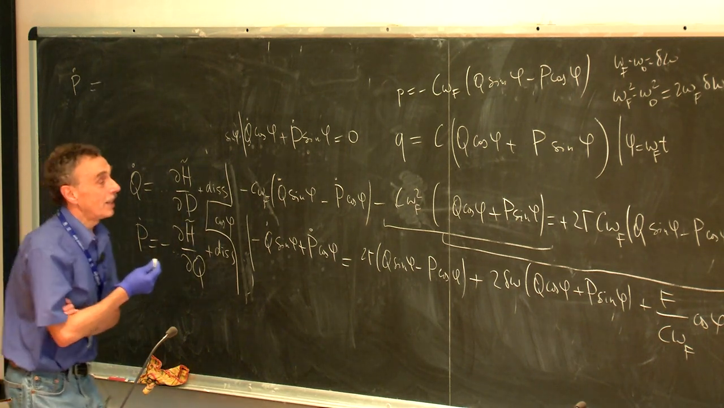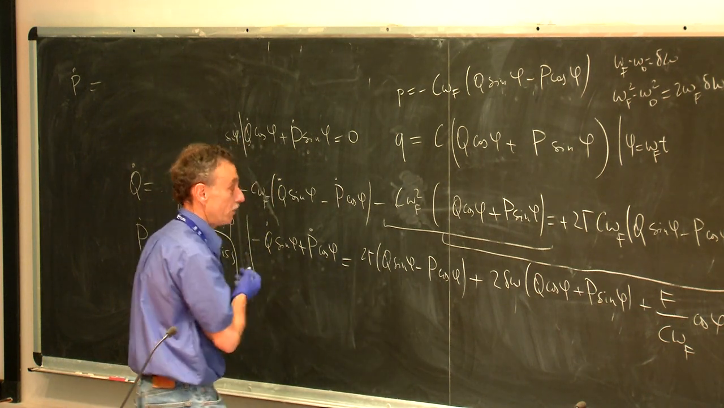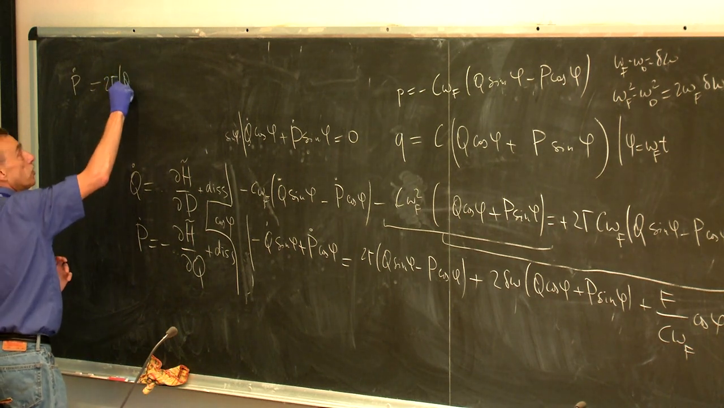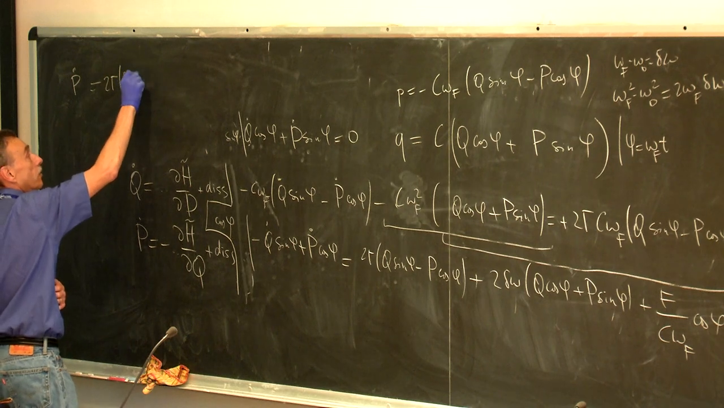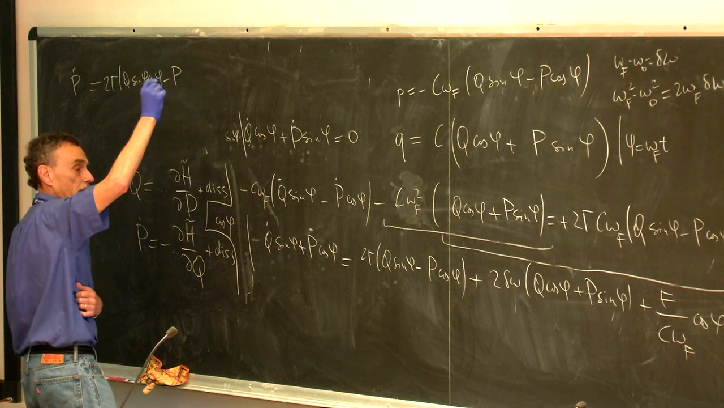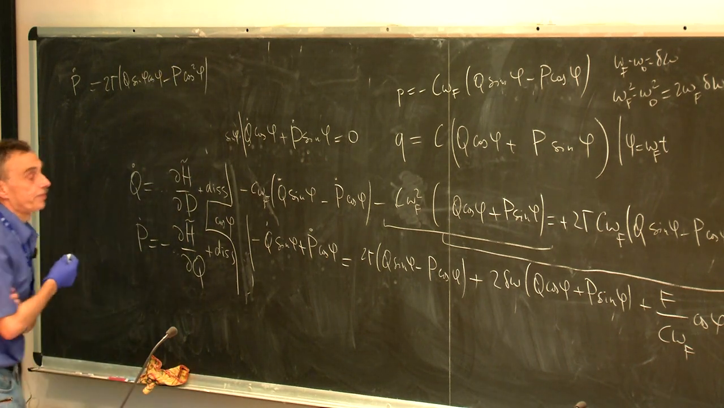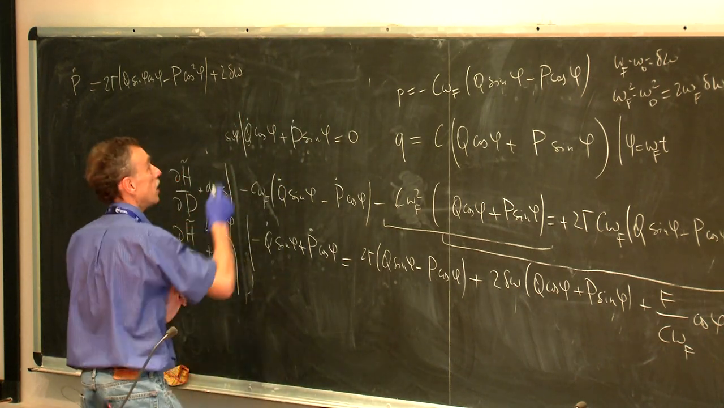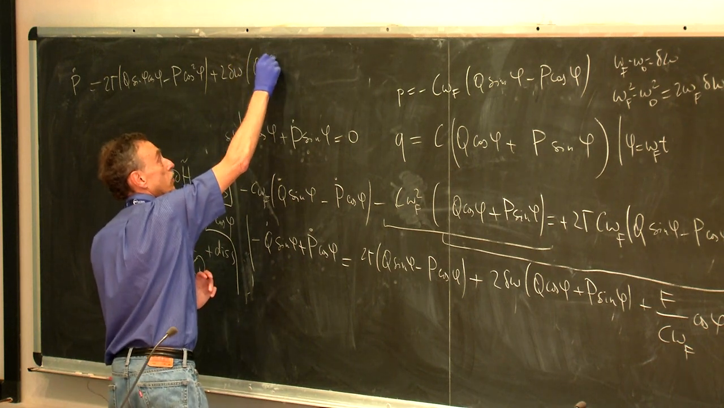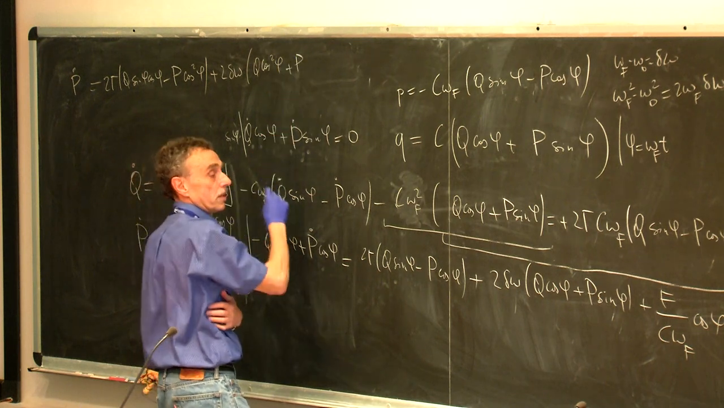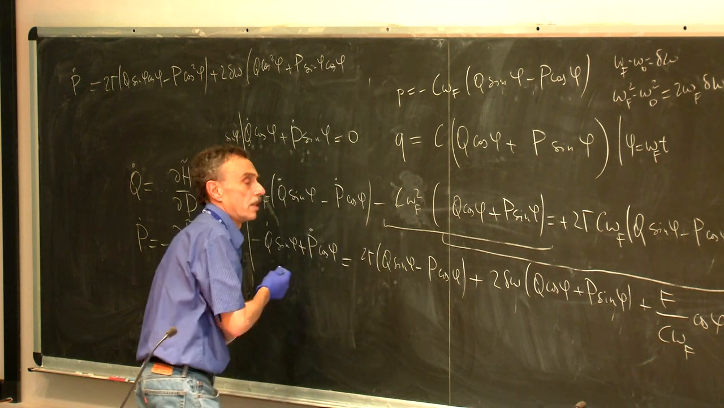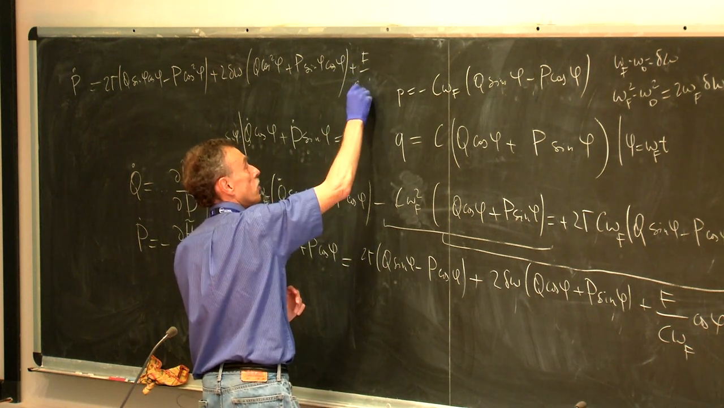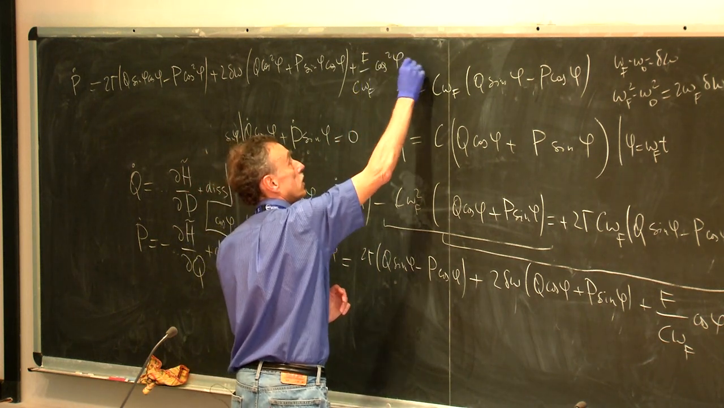Now it is equal to, let's see what I have here. Let's start with 2 gamma. And then I'm done with this equation, by the way. So I just deal with this equation as it stands. It's 2 gamma Q sine phi cosine phi minus P cosine squared phi plus 2 delta omega Q cosine squared phi plus P sine phi cosine phi plus F over C omega f cosine squared phi plus nonlinearity.